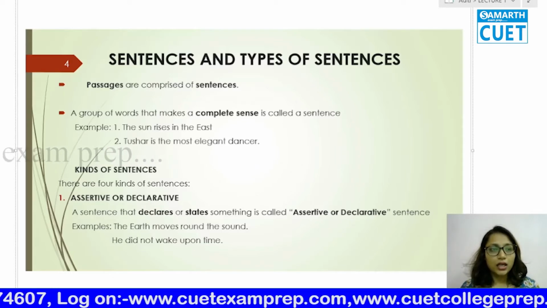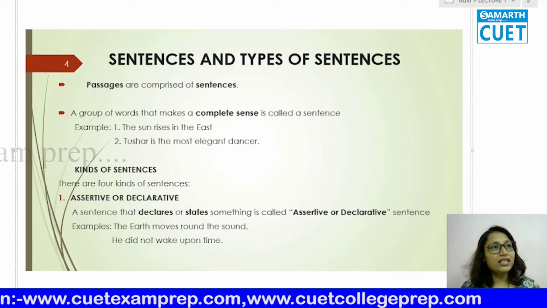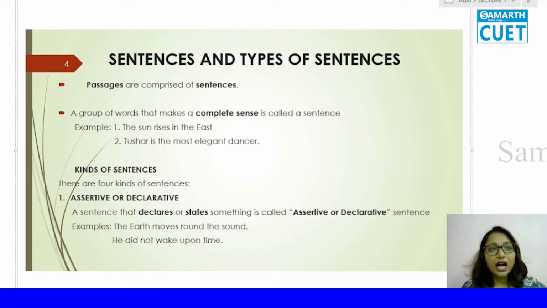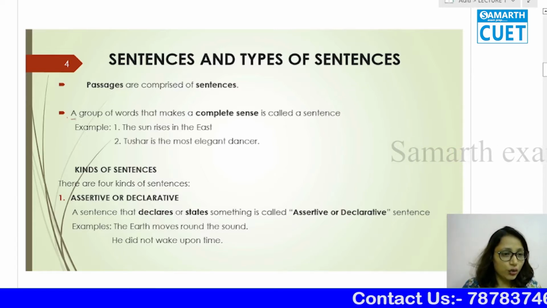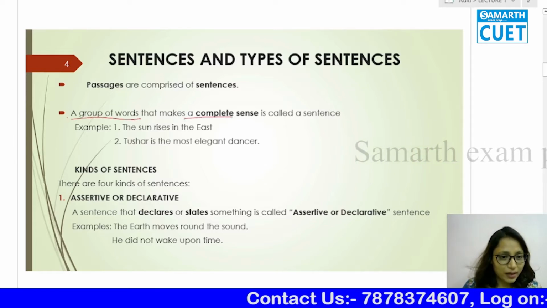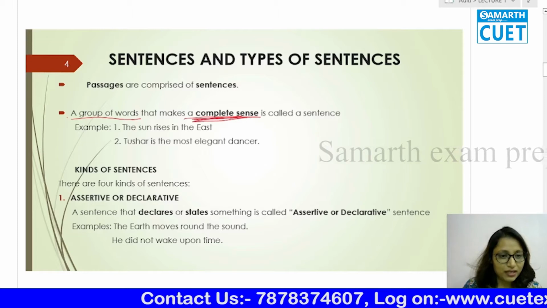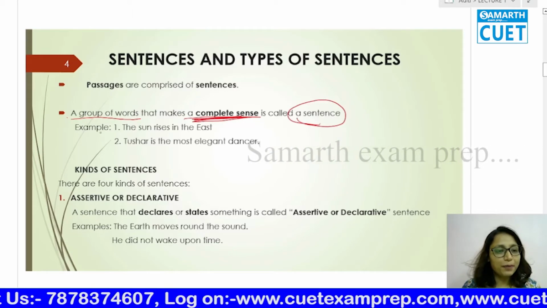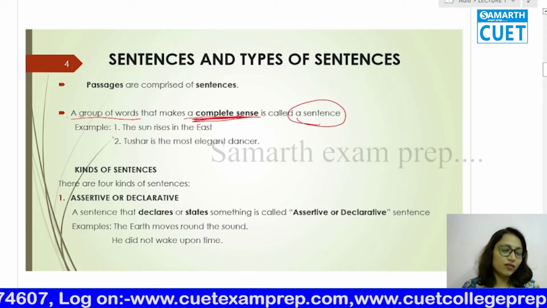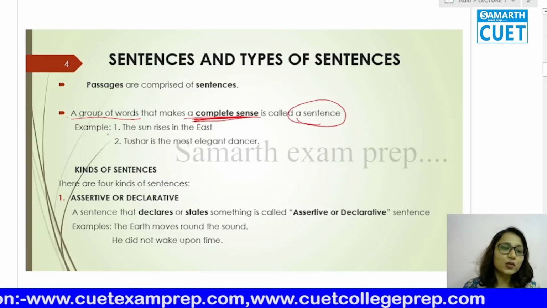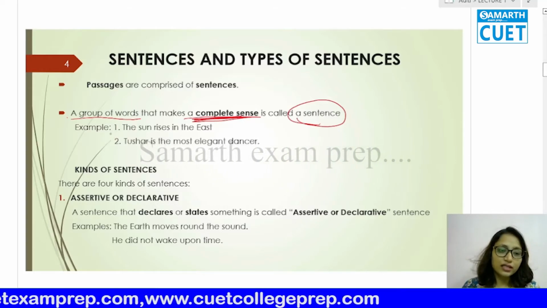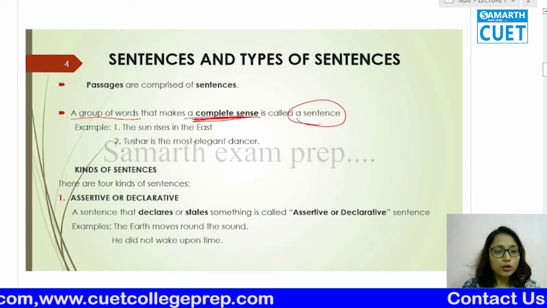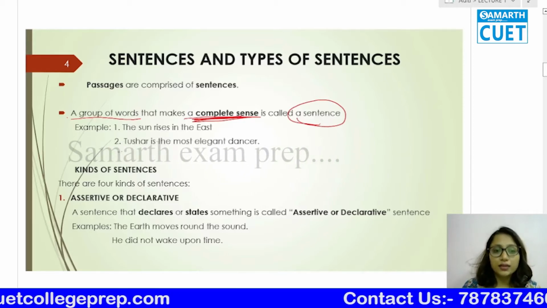एक सुंदर लड़की स्टेज पे डांस कर रही है. अब आपको पता है सुंदर लड़की क्या, and why I'm talking about her. So now a group of words that makes a complete sense, complete sense is important, is called a sentence. Now I've already given you one example, but here I've taken two examples, that is the sun rises in the east, and Tushar is the most elegant dancer.